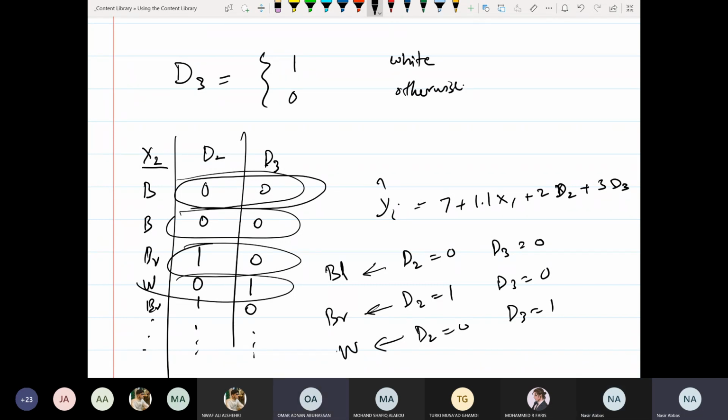Doctor, we always use 0 and 1 for the dummy value? Yes, for the dummy variable, you always use 0 and 1. 0 means absence, 1 means presence. Okay.